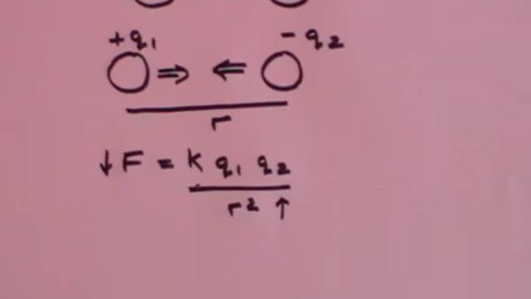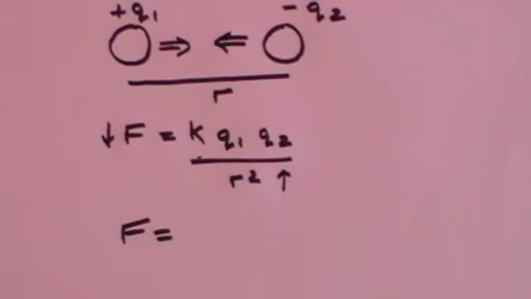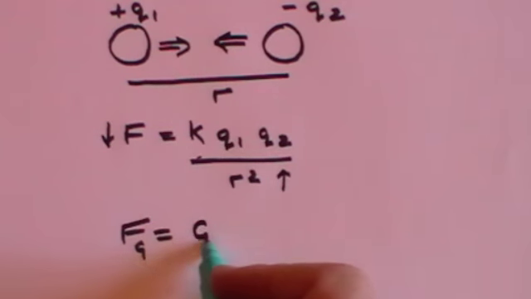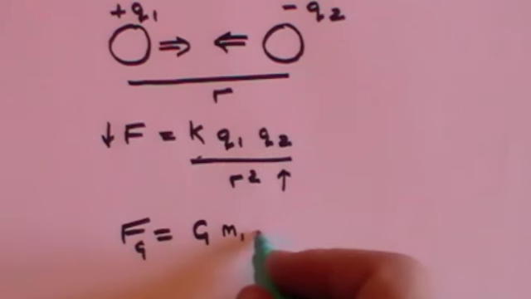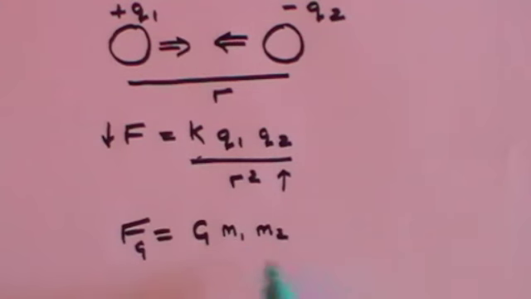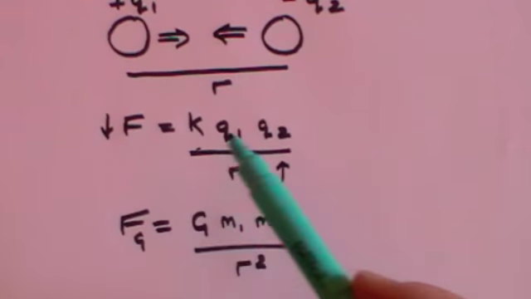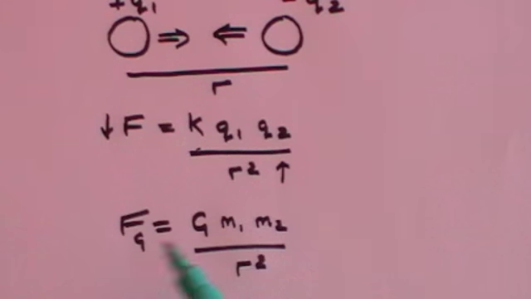And you may recognize that formula. It's not a million miles away from the formula that I showed you for the gravitational attraction. In the case of gravity, the force was equal to G, the gravitational constant, times the mass of one body times the mass of another body divided by r squared. So they're very similar. This is the electric force, which relates to charges and their distance. This is the gravitational force, which relates to masses and their distance.